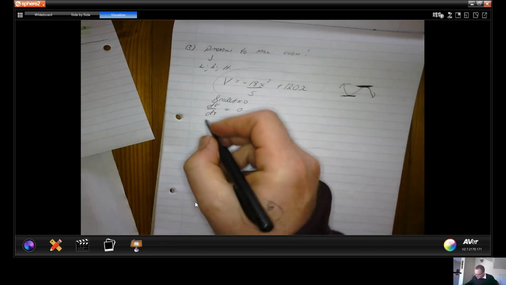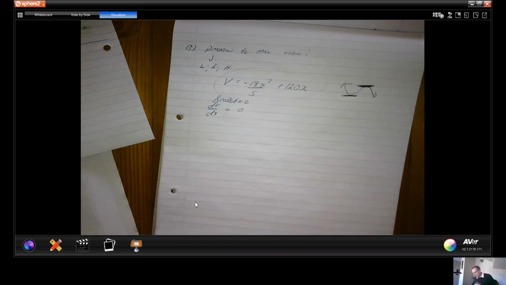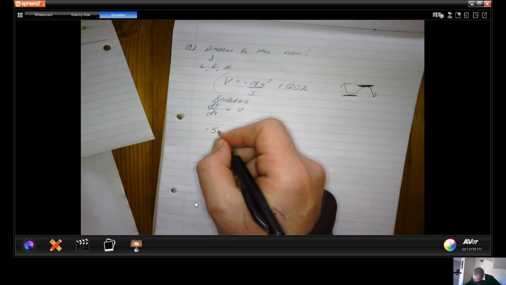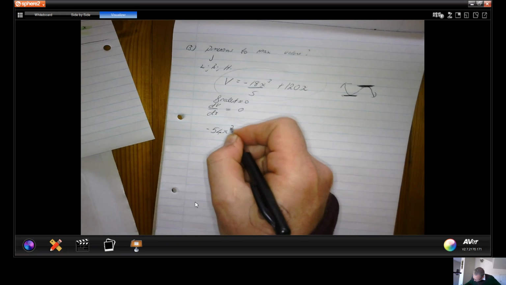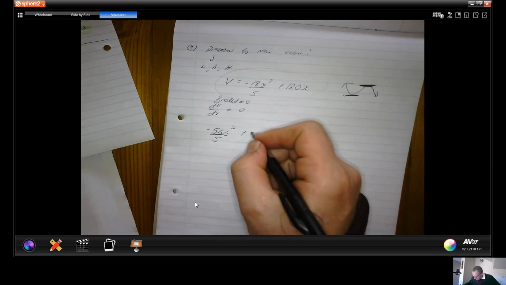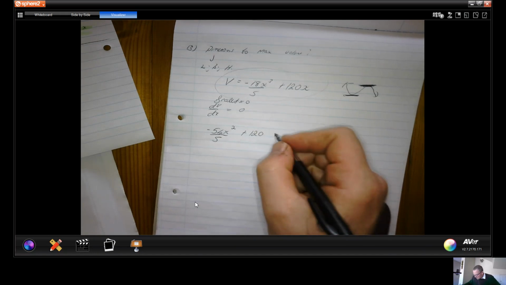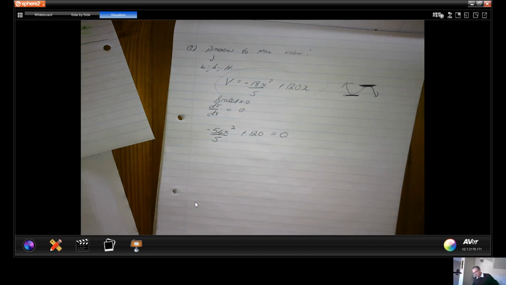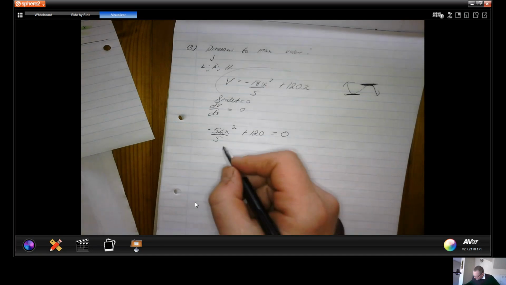So I'm going to have to differentiate this. And 18 times 3 is 54, so it's going to be negative 54x squared over 5 plus 120. And we want to know where that's the gradient. And we want to know where the gradient is equal to 0. So we're going to solve for x.